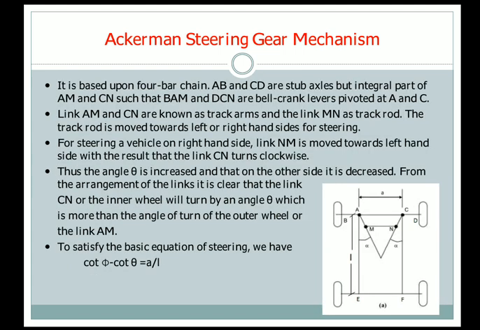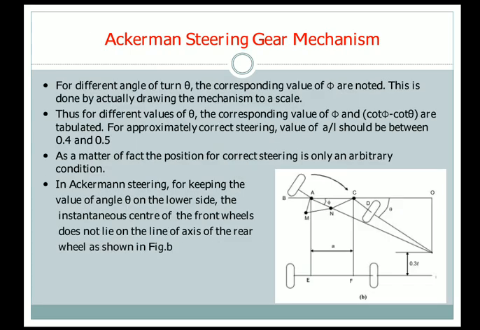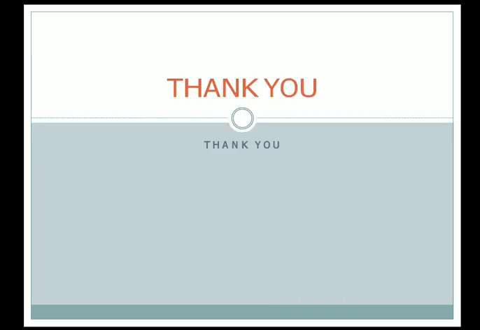But in the case of the condition of correct steering mechanism, we saw that the point I was in line with the rear axle. But usually the point I will not lie on the rear axle, but it will be at some distance, 0.3 L. So if this condition is satisfied, then the steering will be proper and there will not be any skidding taking place in the vehicle. So this completes module 1, and in the next videos we shall start from module 2.